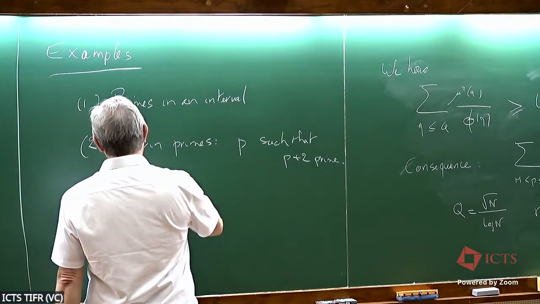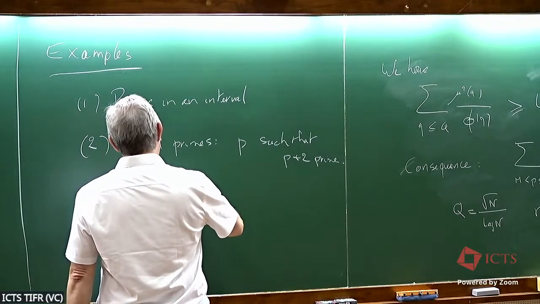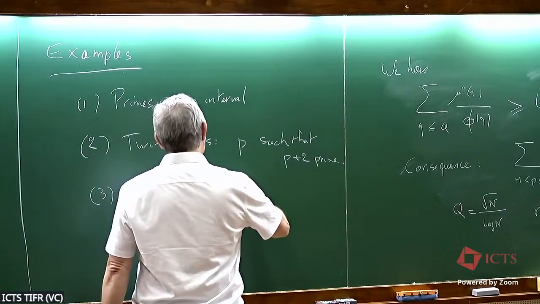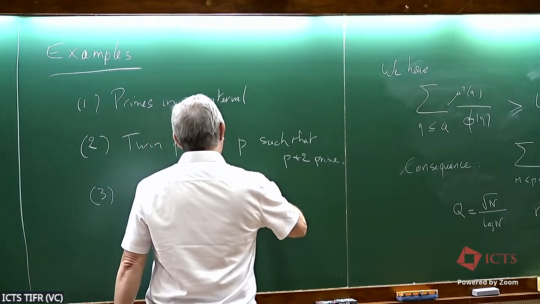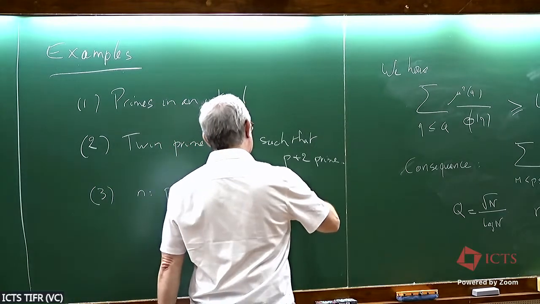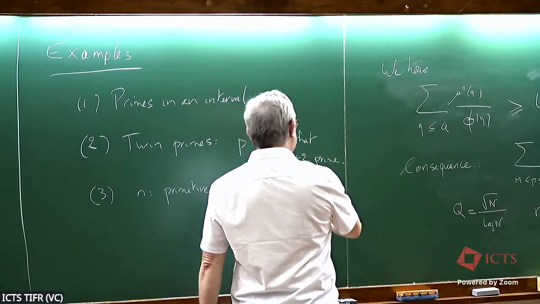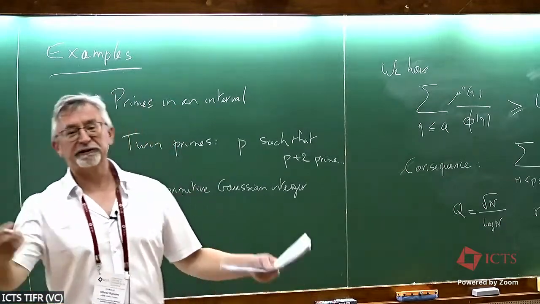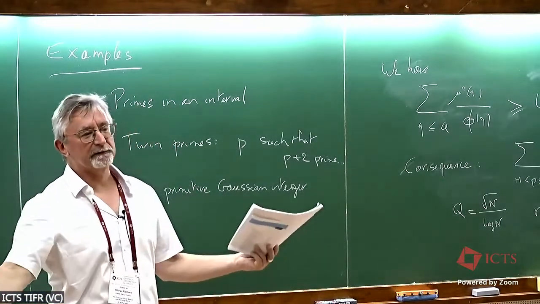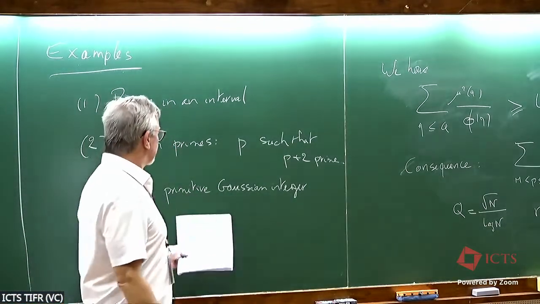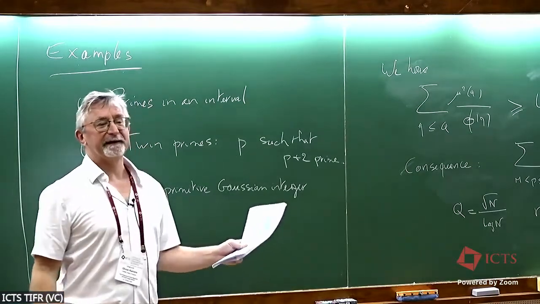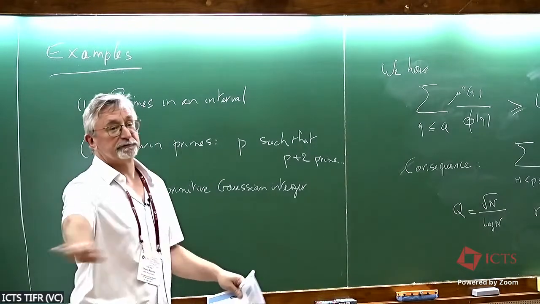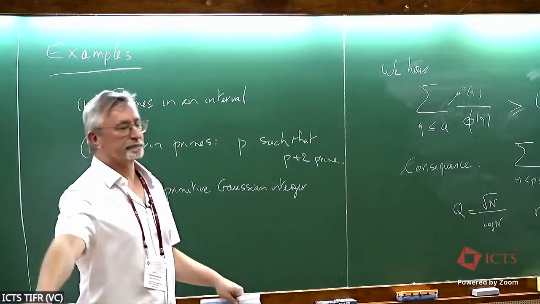Take n. Assume it's a primitive Gaussian integer. Any idea what that can be? A Gaussian integer is a square plus b square, okay? Primitive means that a and b should be coprime. It's too simplified, it's simpler to do them like that.